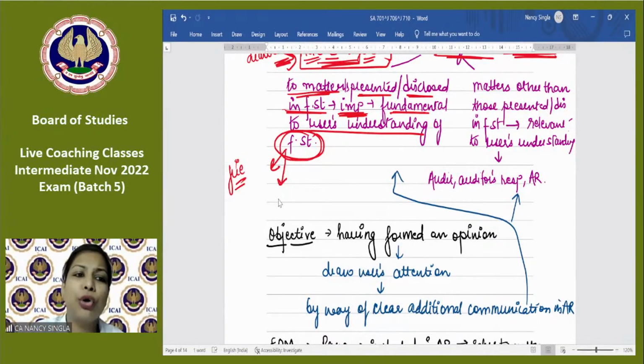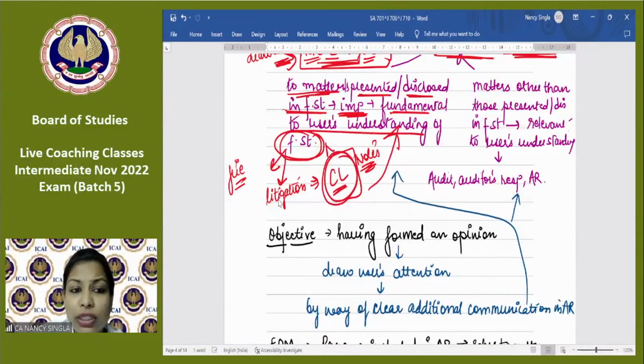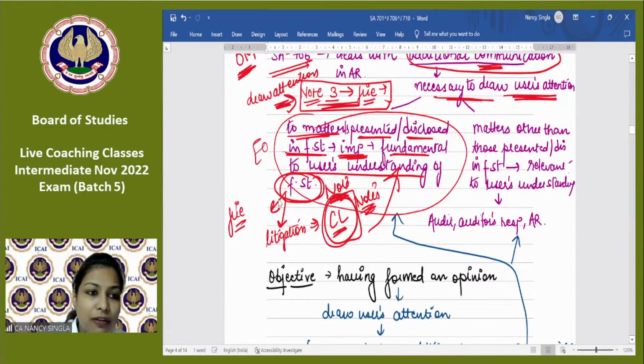What does fundamental mean? It is important for the users' understanding of the financial statement. Let's say if any litigation is going on, and the company has properly disclosed this fact, that we have made a contingent liability, everything is appropriately disclosed in the notes to accounts, but here the auditor feels that for a better understanding of the users of the financial statements, their attention should be drawn to this note. So I'll emphasize this matter in my emphasis of matter paragraph. Simple. So this is basically talking about the EOM paragraph.